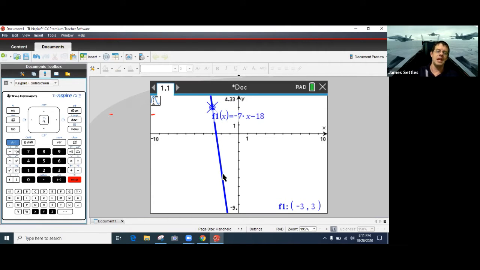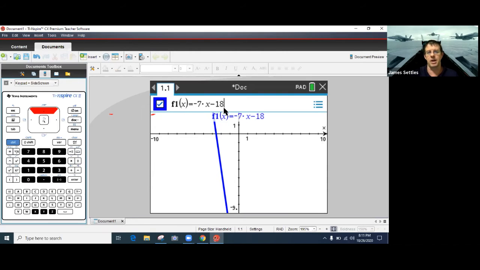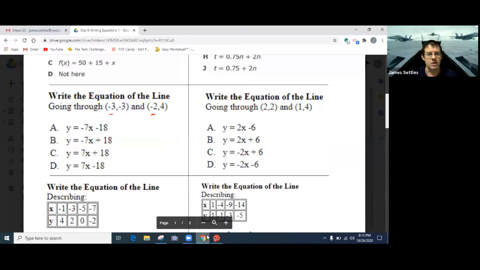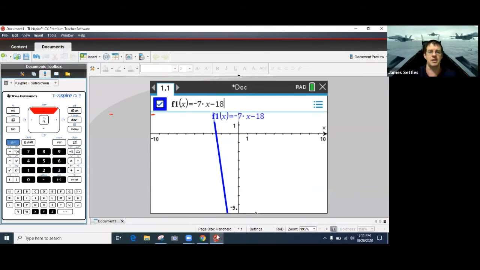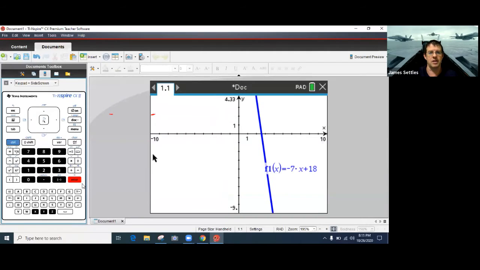Now, instead of typing in a brand new graph, we can actually edit this one. If we hit tab and then go up, it takes me back to my equation. So you hit tab and then you go up. Now we can edit this. Let's switch it to B, which just changes that to a +18. So I'm just going to arrow over, delete this, switch it to a +18 and hit enter.